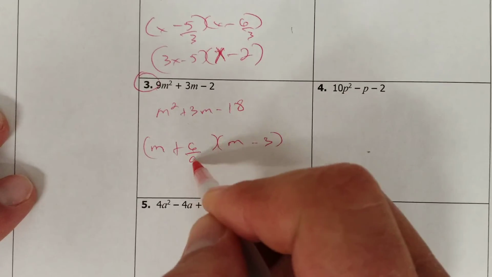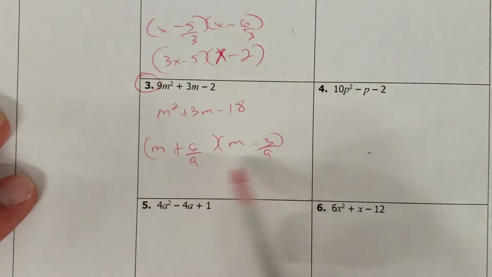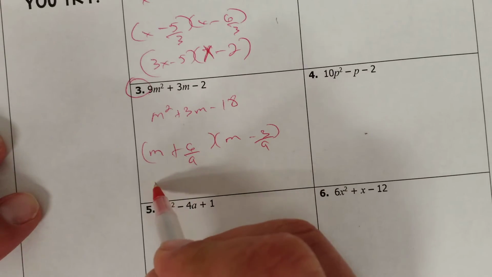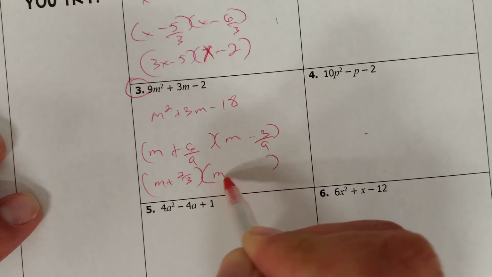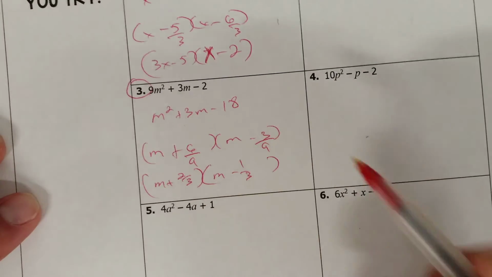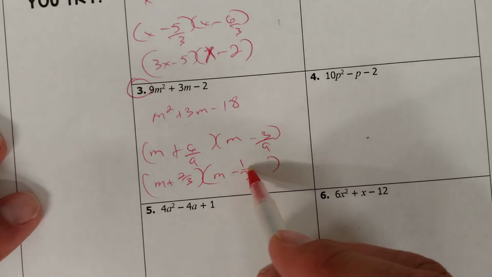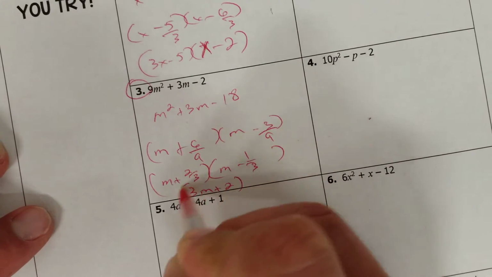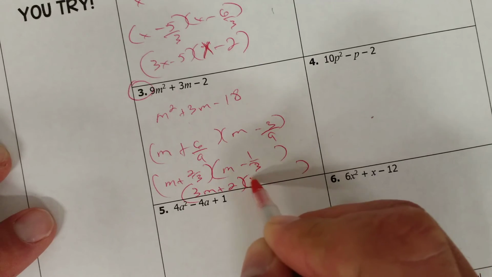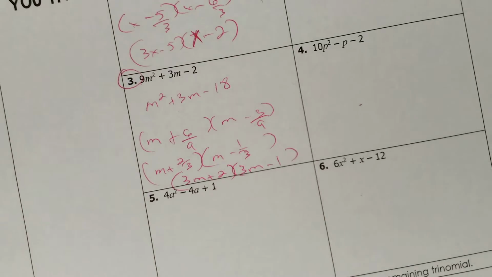Bring this number that we had back down again, the 9. These both reduce. This reduces to 2 over 3. This reduces to 1 over 3. Since I have fractions left over, I'm going to move those to the front. So that's going to give me 3m plus 2 over here. Move that 3 to the front, 3m minus 1 over here.